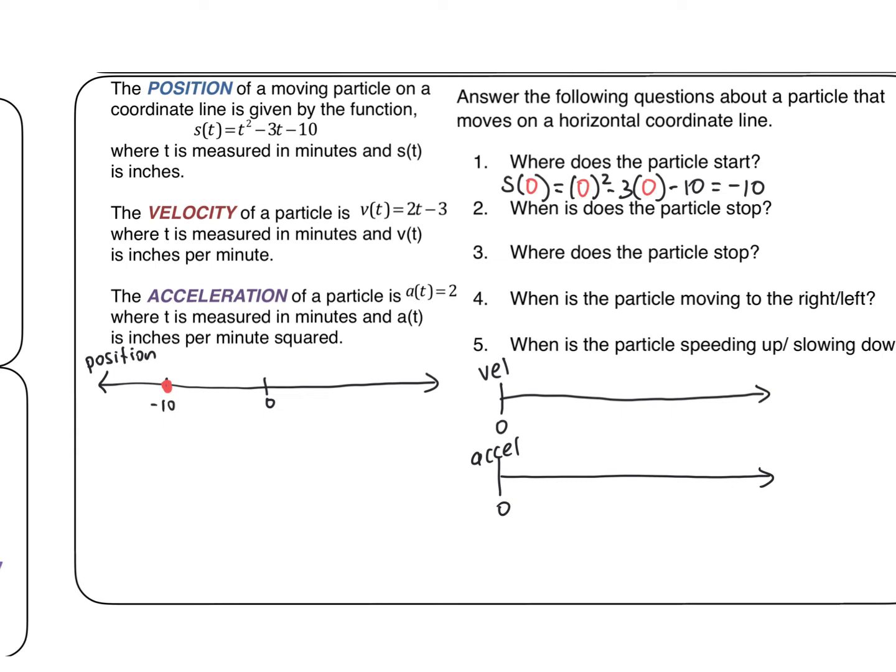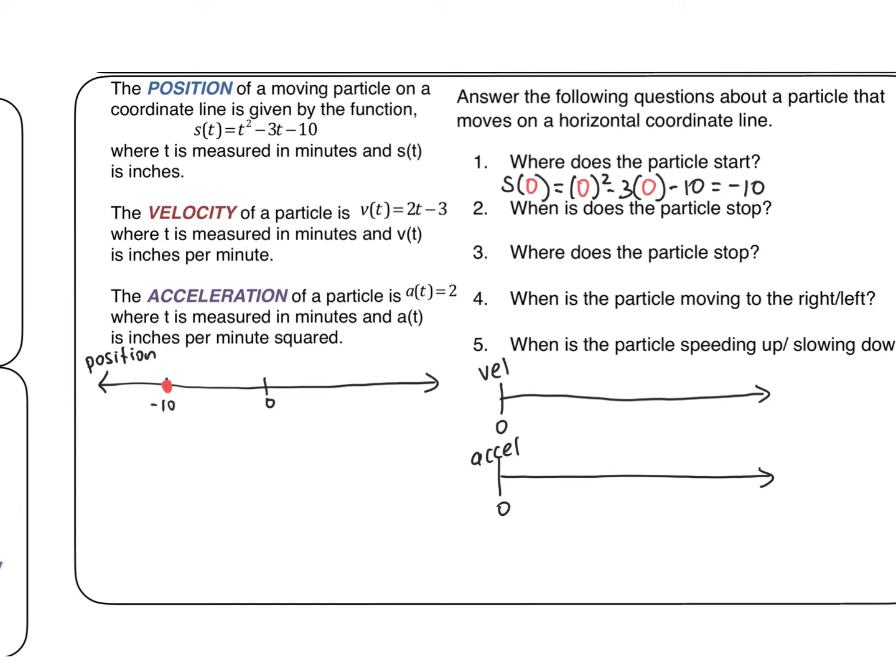Okay, the next thing we are asking is, when does the particle stop? That "when" part is very, very important. Where does the particle start? At -10. But where does the particle stop? This particle could be running back and forth, just like a squirrel on a wire. And where is it going to stop and maybe turn around?